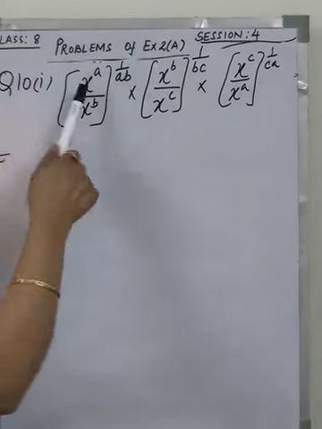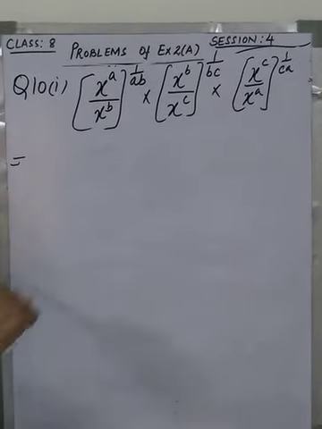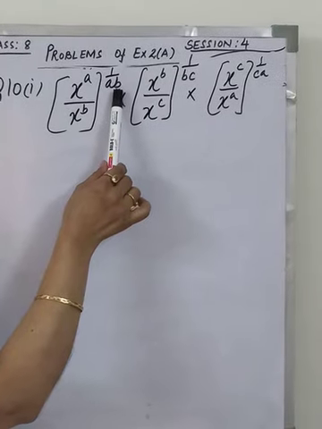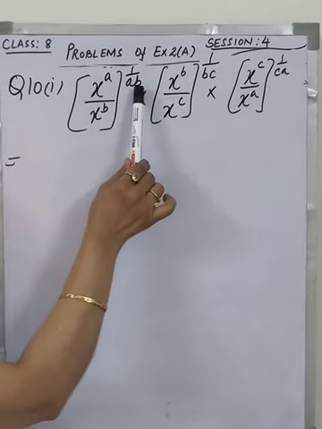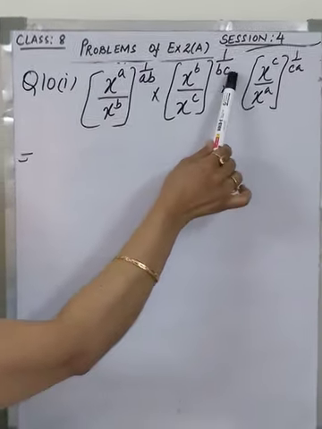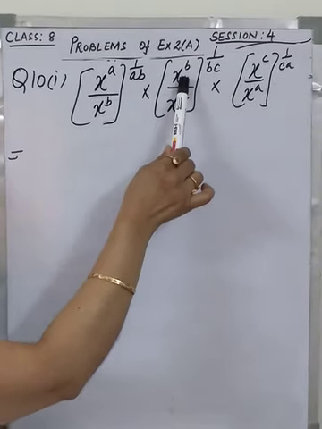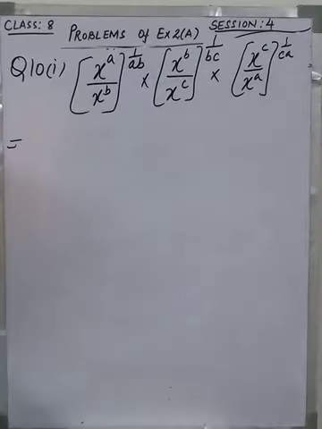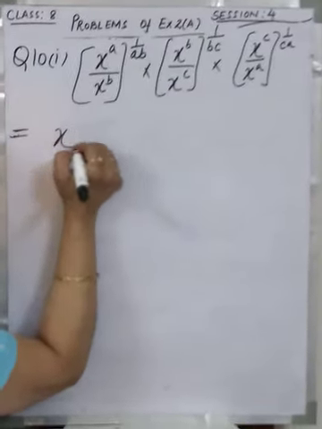So we have power on power, powers get multiplied. This power 1 by ab is with the numerator as well as with the denominator. This power 1 by bc is with the numerator as well as the denominator. Remember that. So firstly I multiply the powers. Power on power, powers get multiplied.